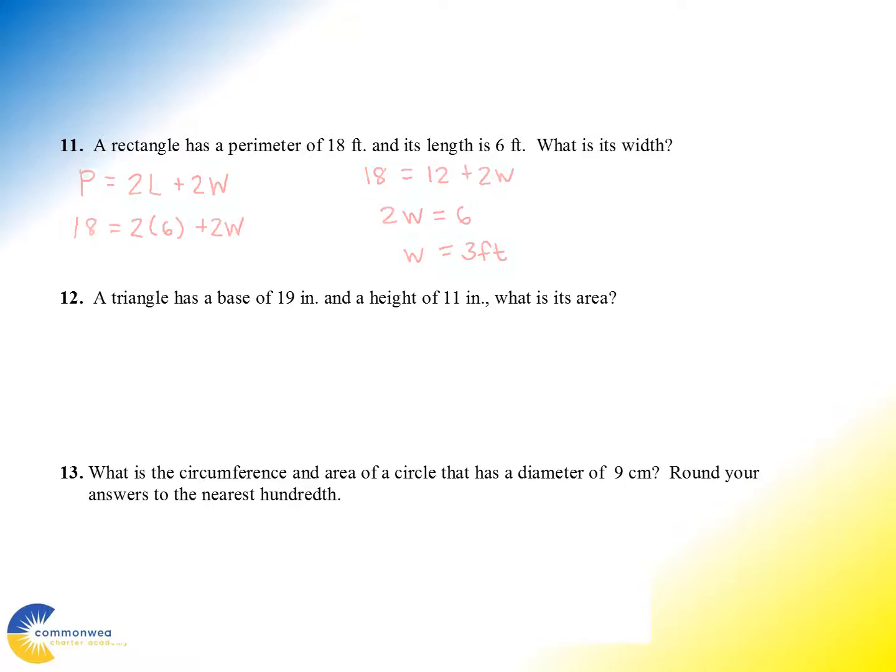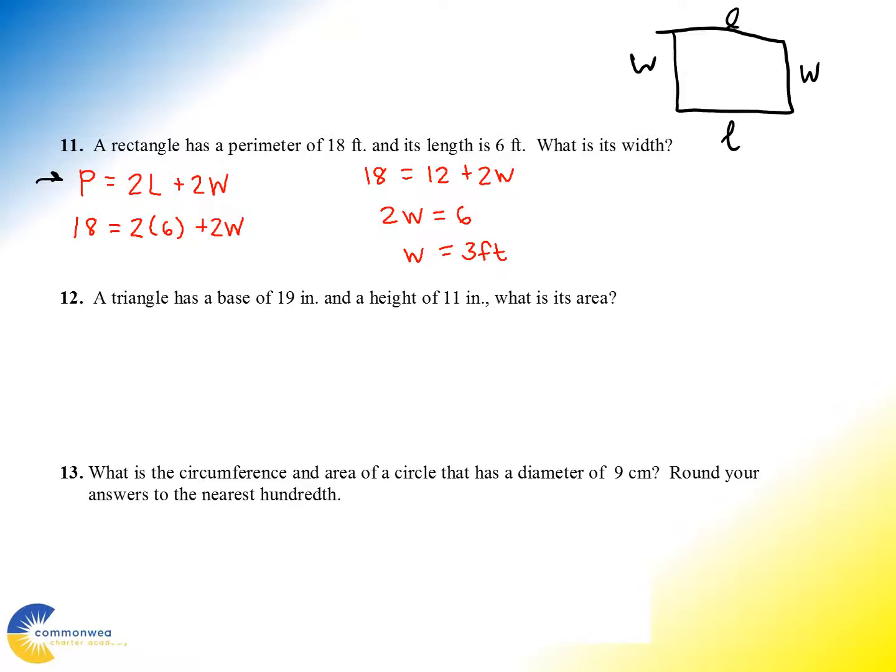What's its width? Well, I have to keep in mind that we do have a formula for perimeter, because if you think of it on a rectangle, I have a length, a width, and a width. So I have 2 lengths and 2 widths being added together to get that perimeter. They tell me that the perimeter is 18, so I replace P with 18. And they tell me the length is 6, so I replace L with 6.